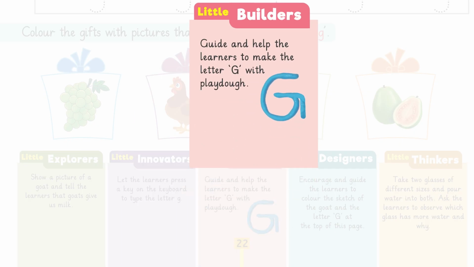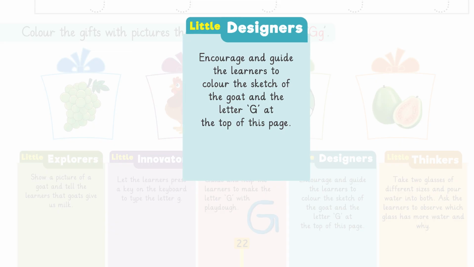Little builders. Give them some Play-Doh and let them make a nice G with that so that they can learn the formation effectively. Little designers.